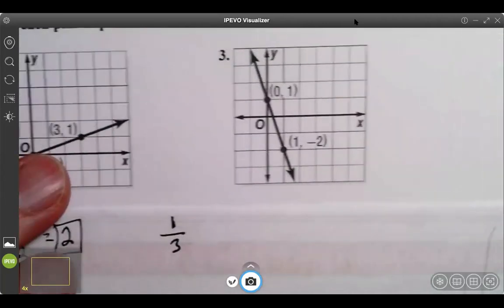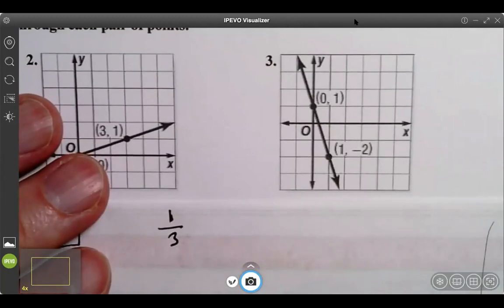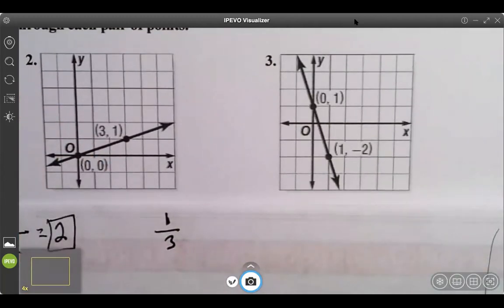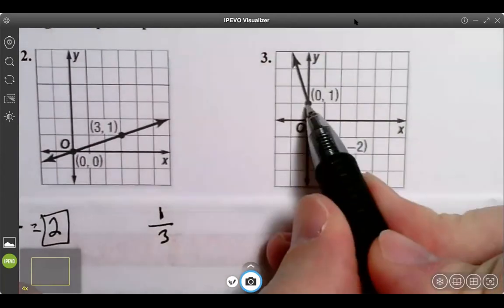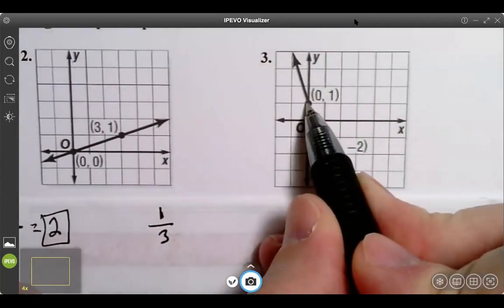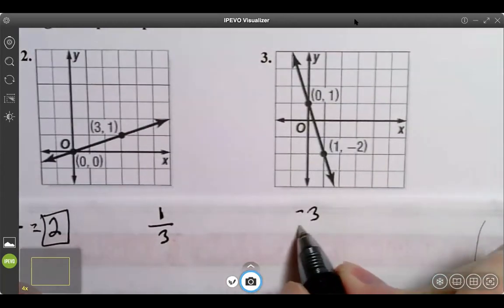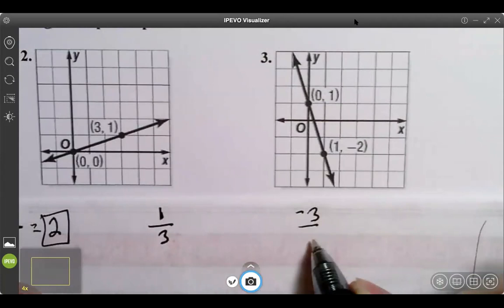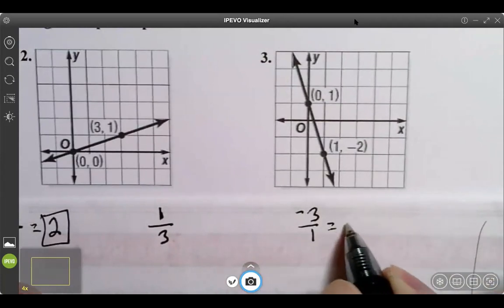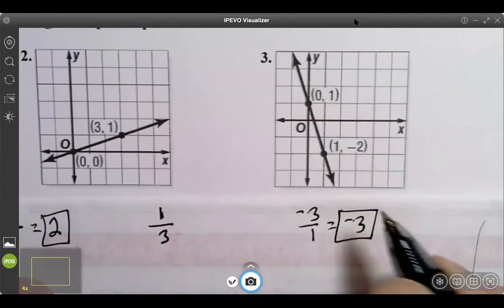Now, I know instantly on number 3, I'm going to have a negative slope because my line is going down left to right. I'll just use the dots since they gave them to me. I rise down, so negative 1, 2, 3, rise negative 3 over, and then I run positive 1. And my slope is negative 3.